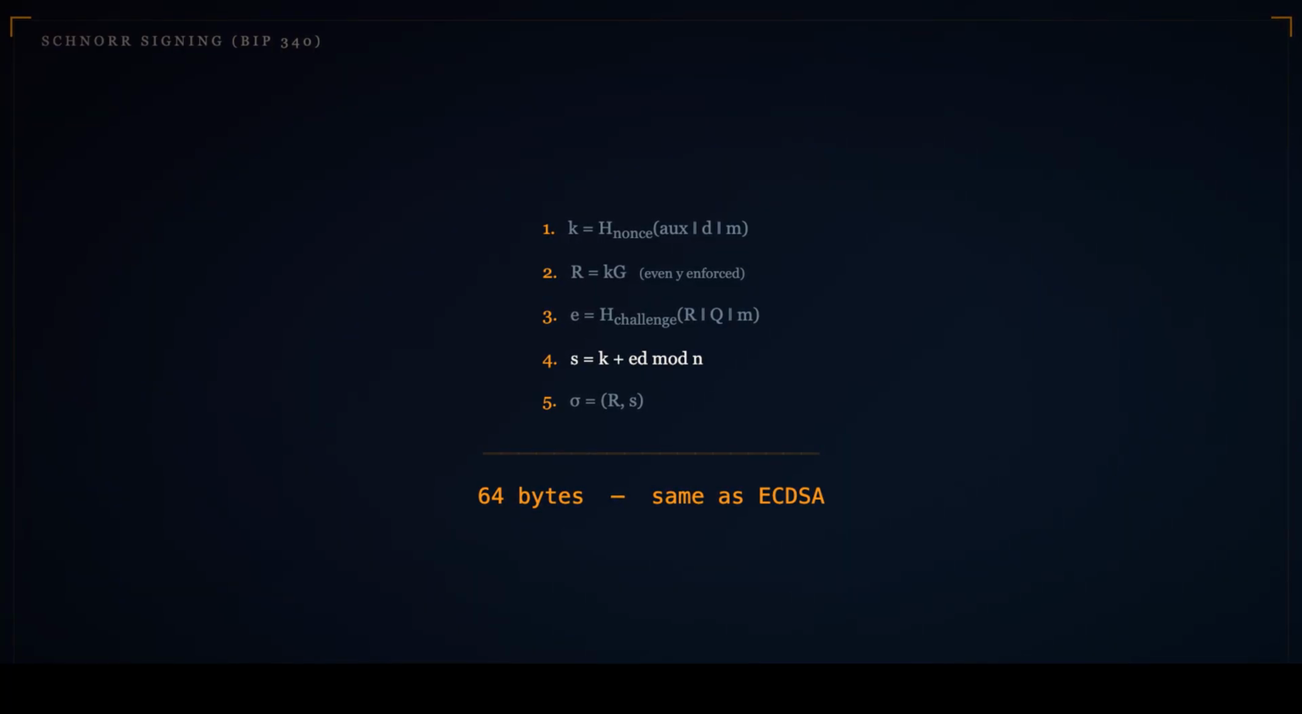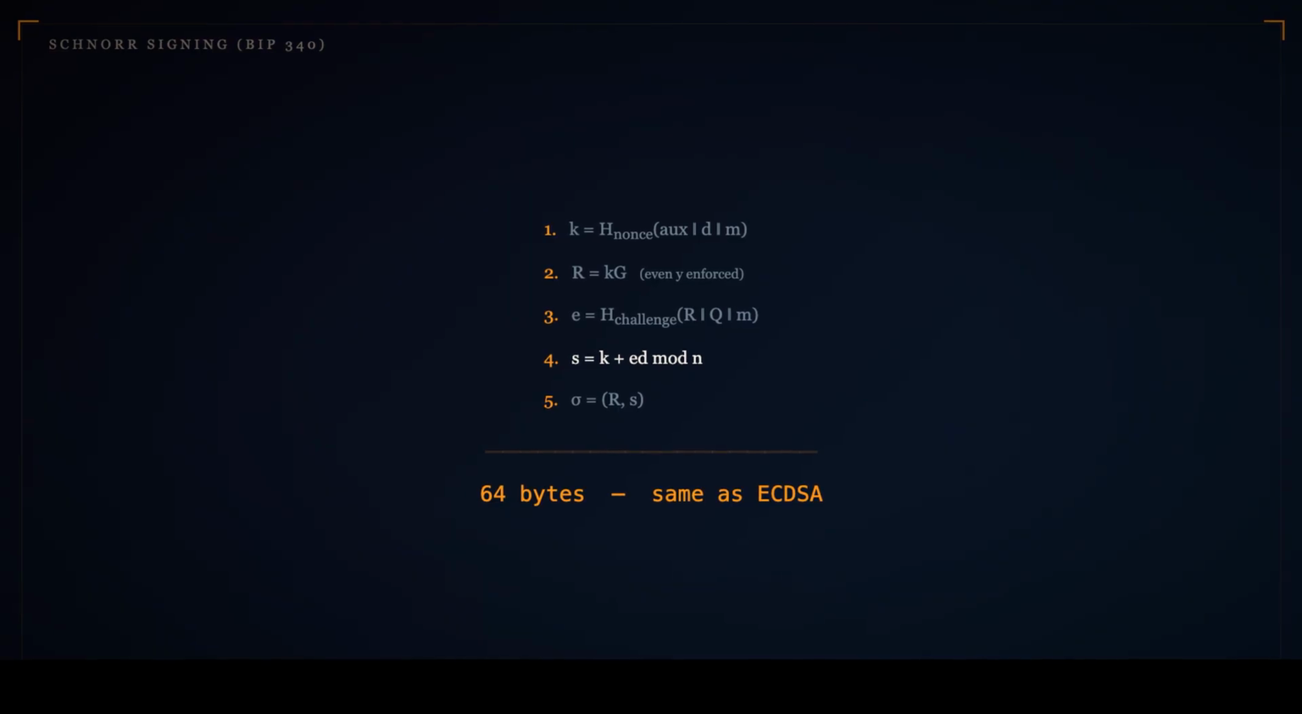Step 3. Compute the challenge e by hashing r, the public key Q, and the message together. Step 4. Compute s equals k plus e times d, modulo n. Step 5. The signature is the pair r, s. r is encoded as its x-coordinate alone, 32 bytes, and s is 32 bytes. The total signature is 64 bytes, the same size as ECDSA.